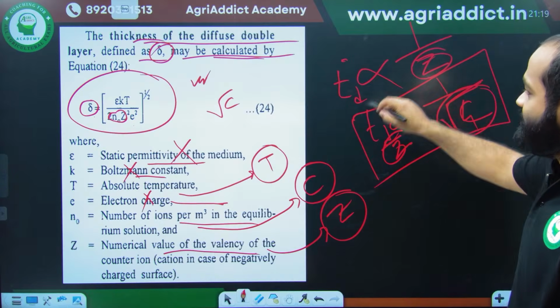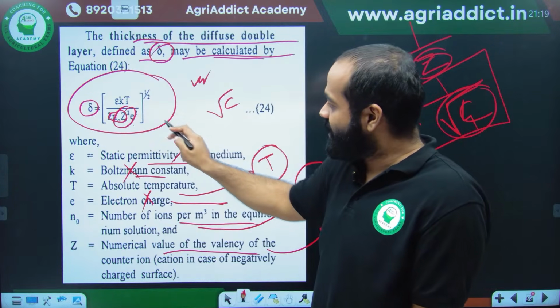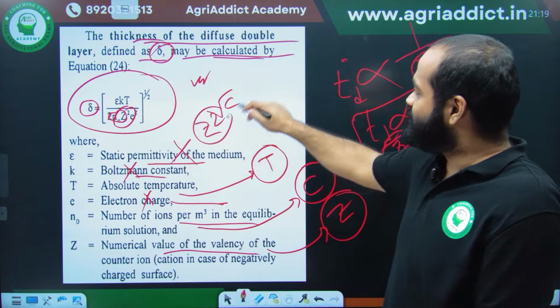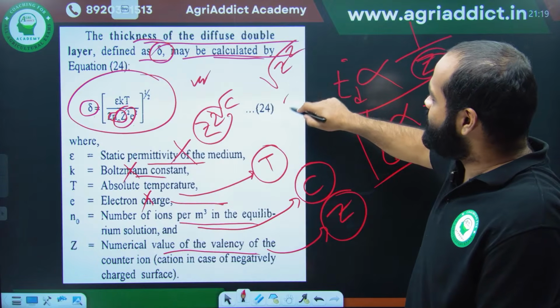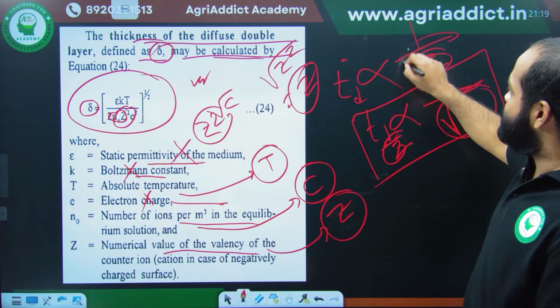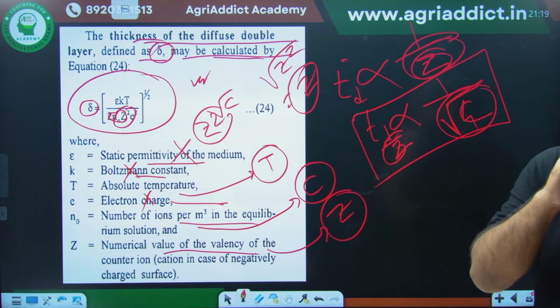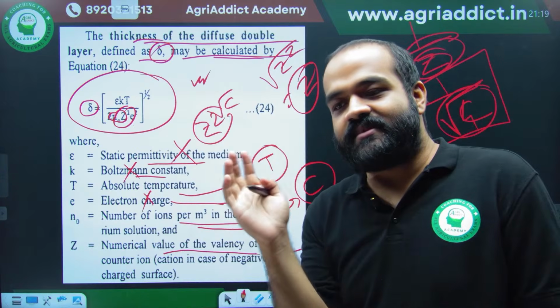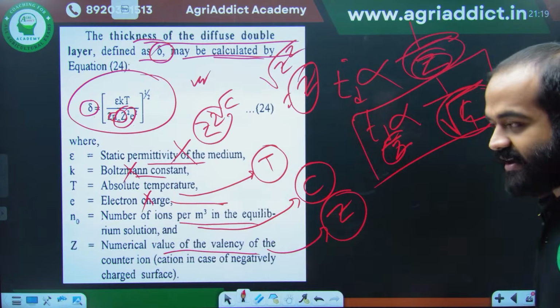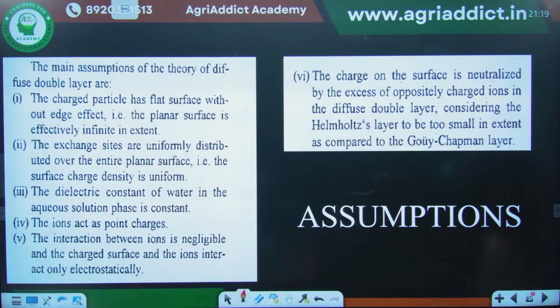But in case of valency, you can see valency में z square है, valency में z square है. So when it will be root over of z square, it will be z only. So it is opposite. So valency अगर 1 से 2 होगा, then the thickness half हो जाएगा. That will be a direct relation. All right. These are the factors affecting.